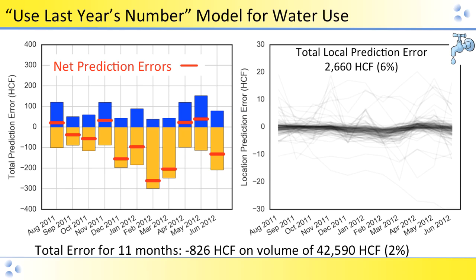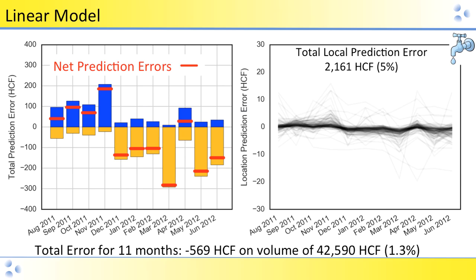The next step is to do a slightly more complicated linear model where I not only take into account last year's number but also last month's number. I also do a running average from the last few years, and I also look at a running average from the last few months. I put all those together and do a simple linear regression, and I get slightly better predictions. My total error is down from about 800 to about 600 HCF.